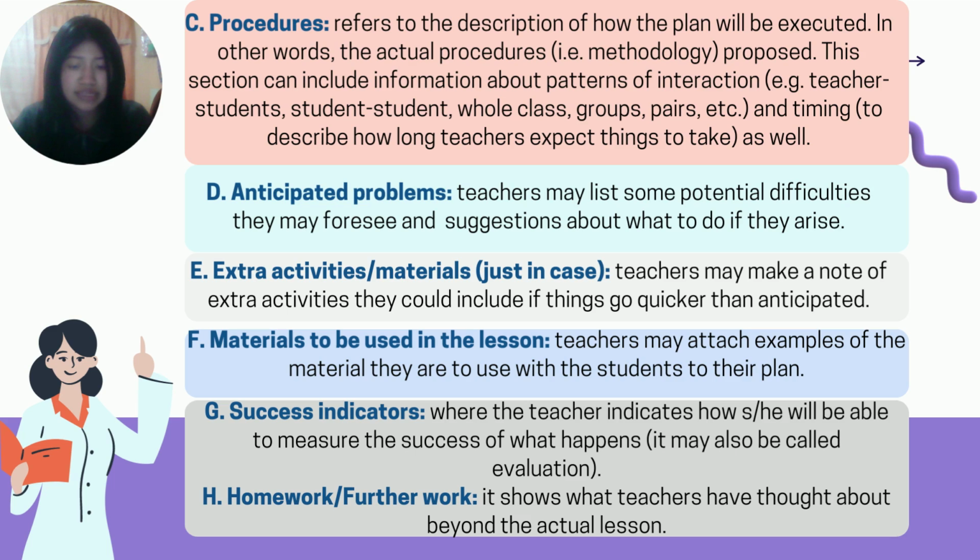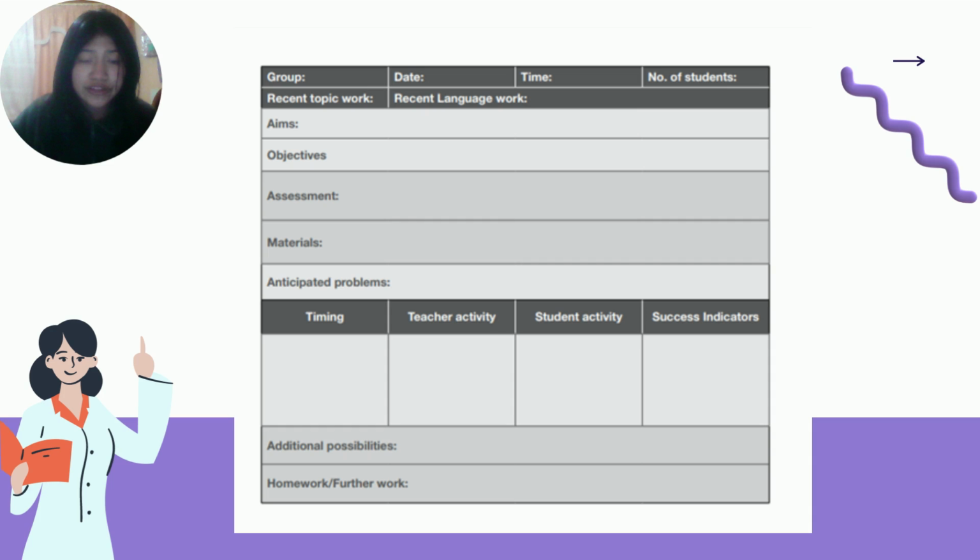G. Success indicators, where the teacher indicates how she or he will be able to measure the success of what happens. It may also be called evaluation. H. Homework, further work. It shows what teachers have thought about beyond the actual lesson. Okay, here we have another example.